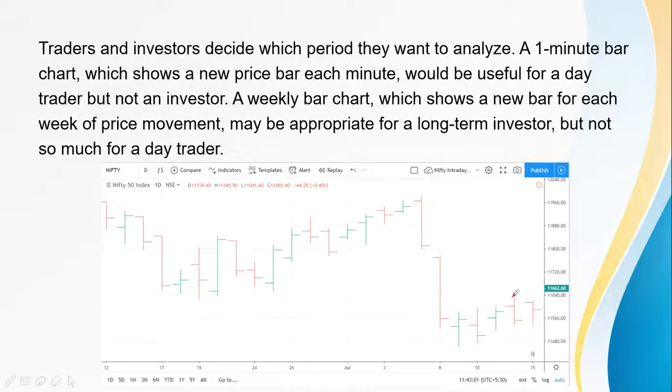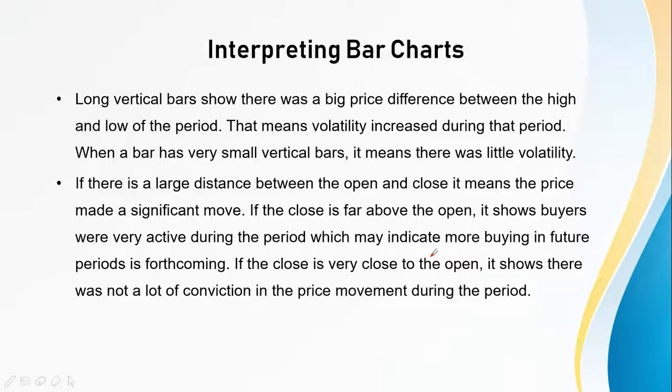So, in this, we have the daily chart. Each bar here indicates 1 day. The price movement of 1 day is indicated in this one bar. So let's see how this is interpreted.